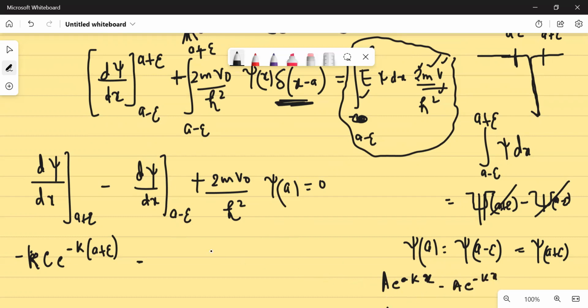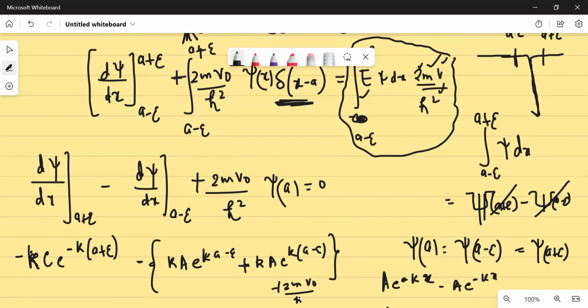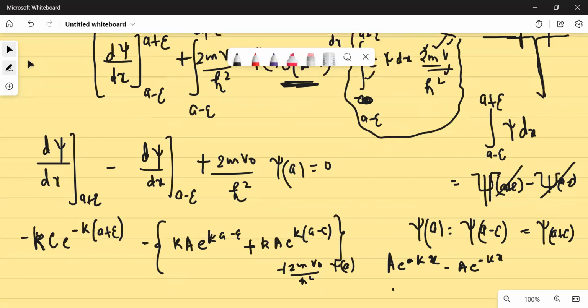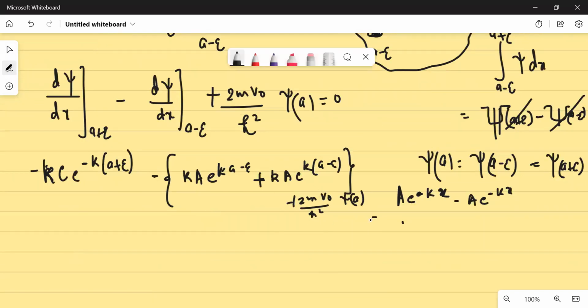So if you differentiate it, what will you get? You will get k a e to the power k(a minus epsilon) plus k a e to the power minus k(a minus epsilon). And then you have this 2m V naught upon h bar squared, psi at a. Okay, so this is clear, and this entire thing equals 0. And you know that as epsilon tends to 0, this will become this. And overall, psi at a can also be written in different forms, which we'll see as we go along.